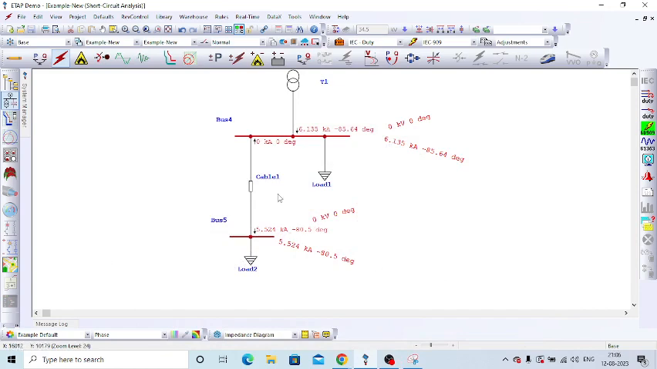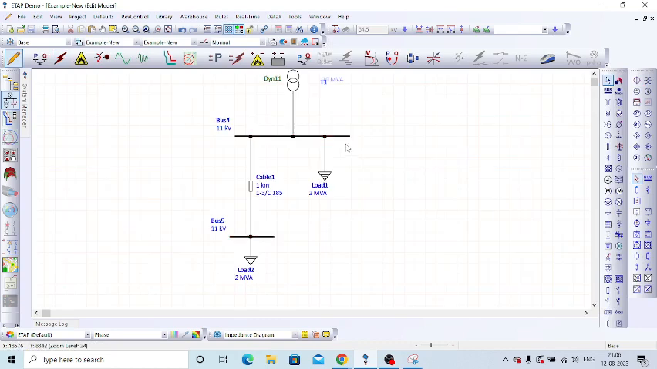I hope you are clear. The impedance offered by the cable will limit some fault current. Because of that, the fault current magnitude at this bus location is lesser compared to this bus. Okay, I will now introduce one more case.